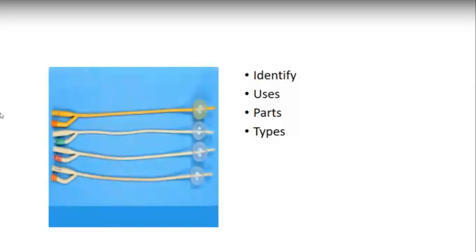Two-way Foley's catheter. Could you talk loudly? I can't hear you very well. Let's attempt, let's try. The colored part, I think, is for irrigation, while the other tube is for drainage. Okay, you tried. Let me try, doctor.